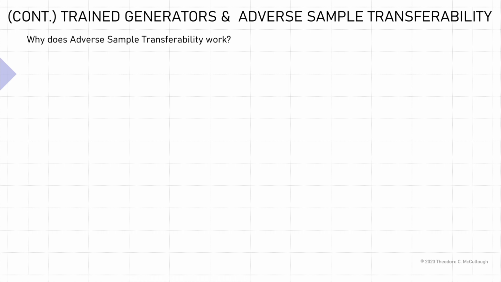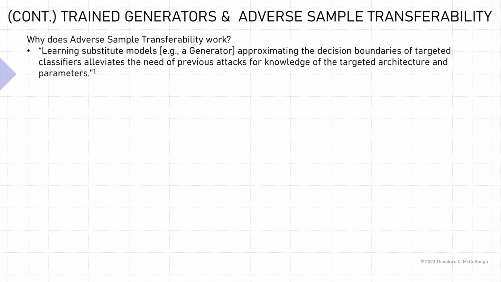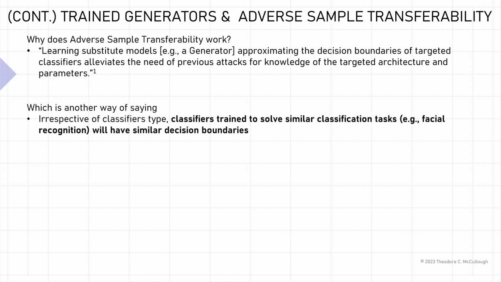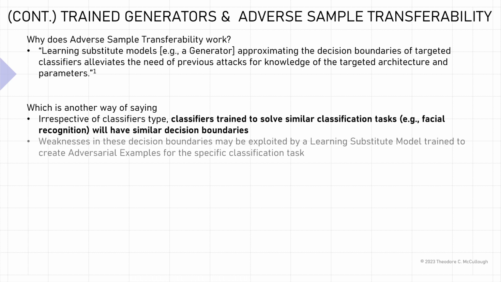So why does adversarial sample transferability work? Learning substitute models, for example, a generator approximating the decision boundaries of targeted classifiers, alleviate the need of previous attacks for knowledge of the targeted architecture and parameters, which is another way of saying, irrespective of classifier type, classifiers trained to solve similar classification tasks, for example, facial recognition, will have similar decision boundaries. And weaknesses in these decision boundaries may be exploited by a learning substitute model trained to create adversarial examples for the specific classification task.